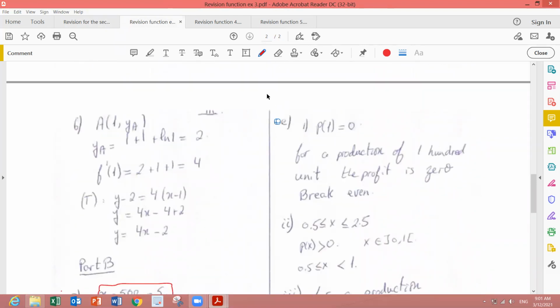So part E, P of 1 equals 0 graphically. For a production of 100 units, the profit is 0, a break even. We have a break even, or no gain, no loss.